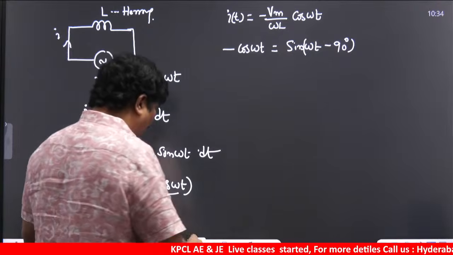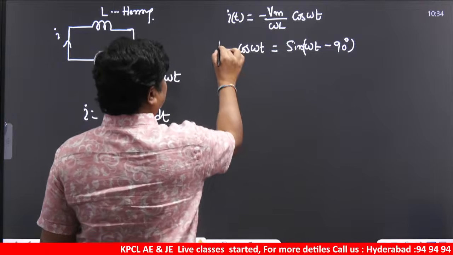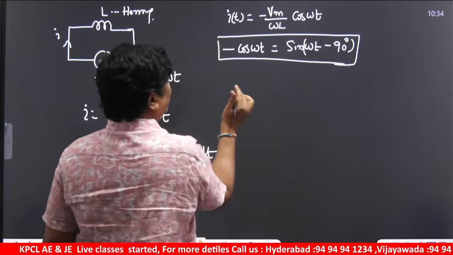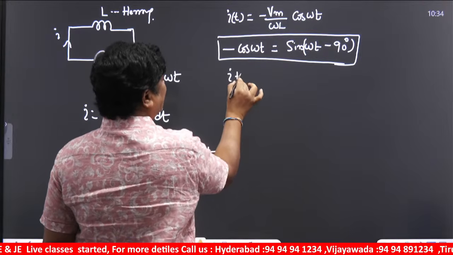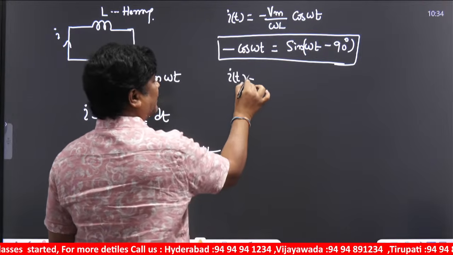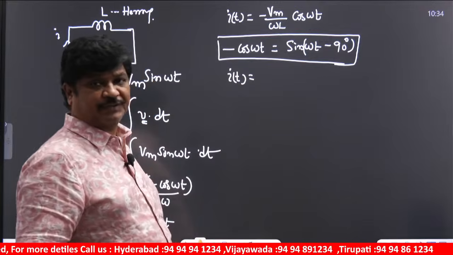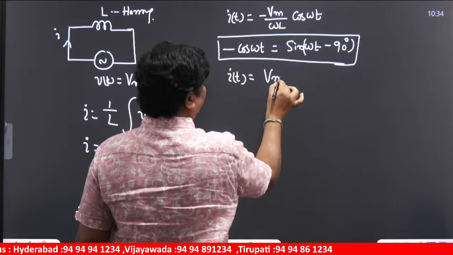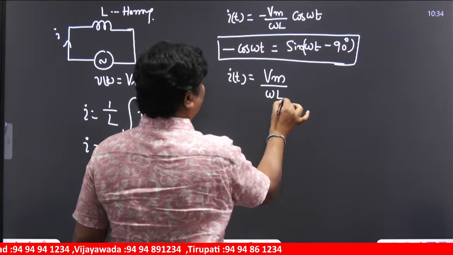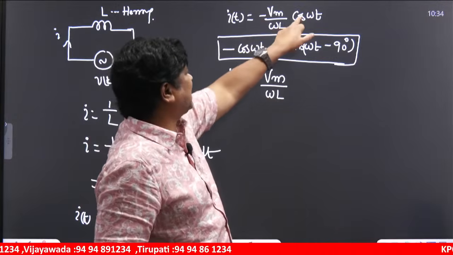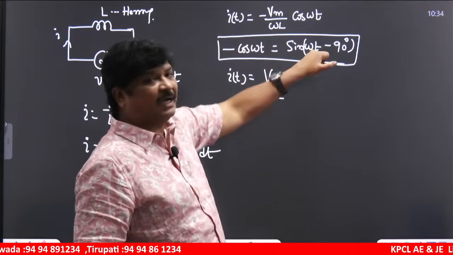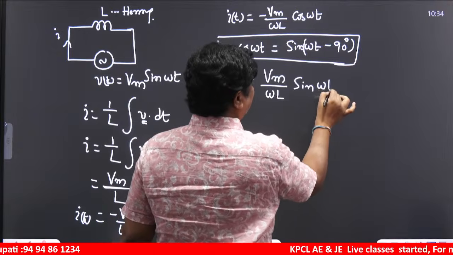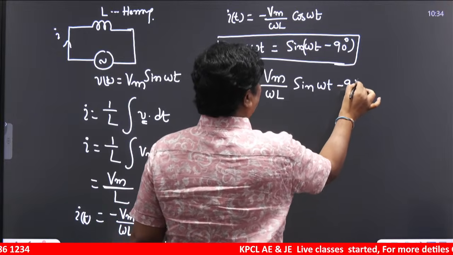So this is what we want to substitute in the above equation. Now, what is I of t equal to? Vm upon omega L times minus cos omega t, which can be written as sin of omega t minus 90 degrees.